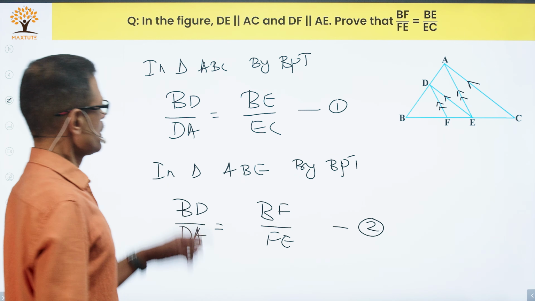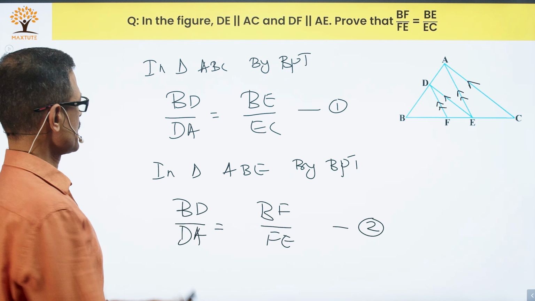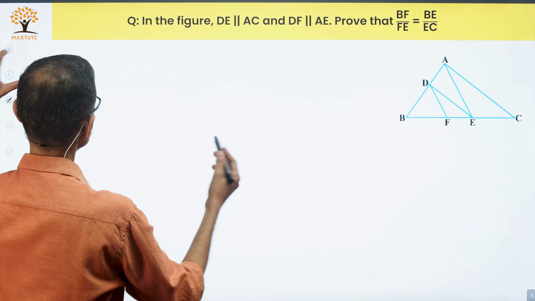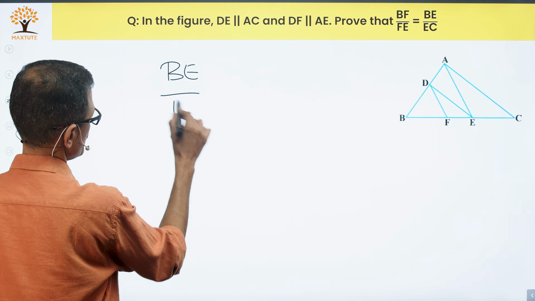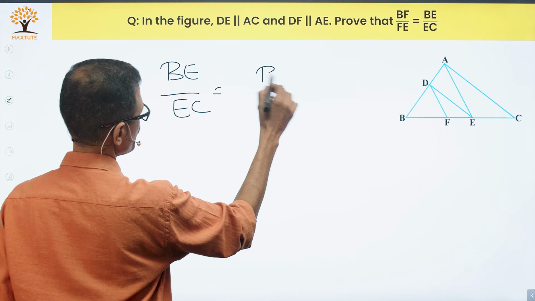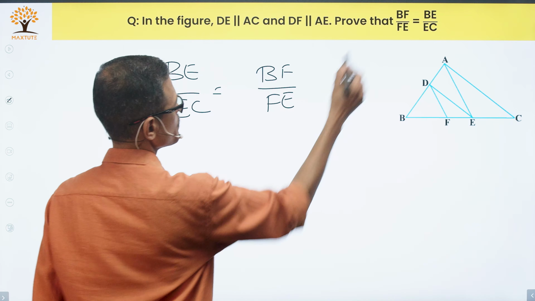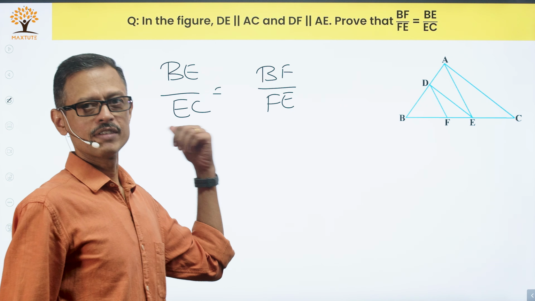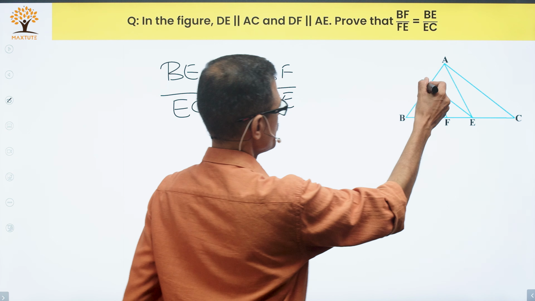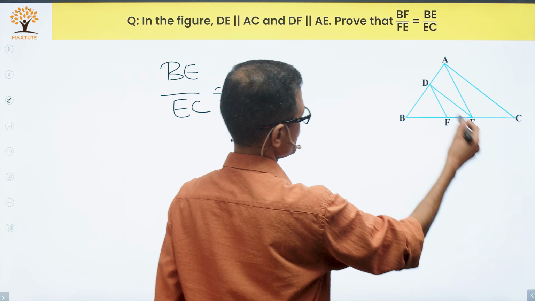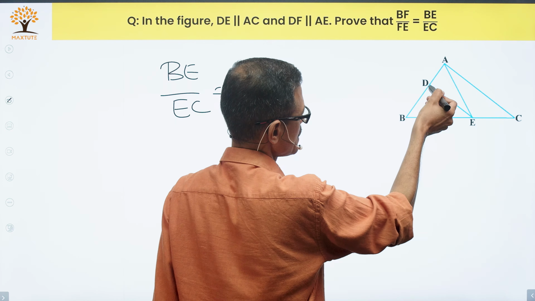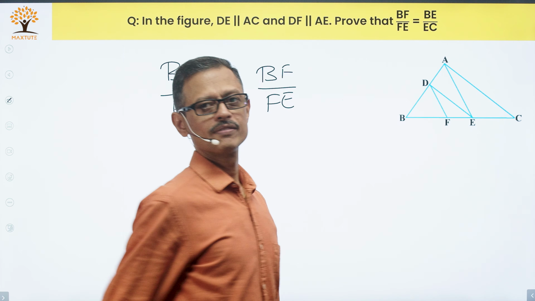This is 2. Look at the left hand side of both these equations. BD by DA is what we have on both sides. Therefore, the right hand side should also be equal. BE by EC should be equal to BF by FE. Is that what we had to prove? Yes, BF by FE is equal to BE by EC. We've established it by writing two basic proportionality theorems: one for triangle ABC, where the parallel line is DE, and another for triangle ABE, where the parallel line to side AE is DF.